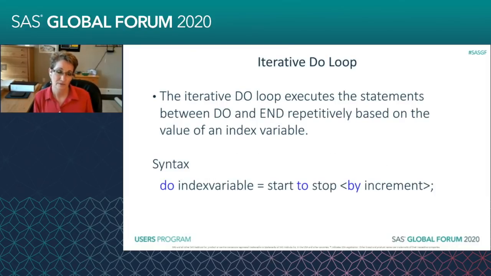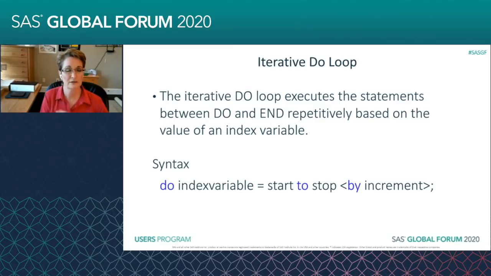The iterative do loop, which is what we're going to use with the indexed array, executes the statements between the do and the end repetitively based on the value of the index variable. So our syntax is we start with that keyword do. We use some index variable name. I typically use I, J, K, L, M, but you could use anything. You could use the word Freddie if you wanted to. It doesn't matter. Just give it some index variable name.